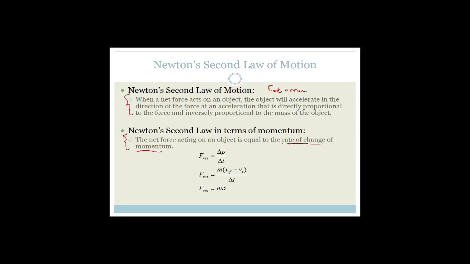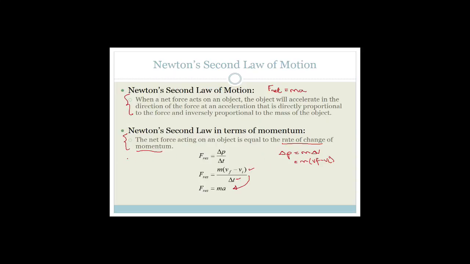Whenever you see a rate of change, all that we're doing is taking that thing and dividing it by time. When you see rate, we're dividing by time. So we're going F res is equal to delta P over delta T, but we know that delta P is equal to m delta v, which can be rewritten as m (Vf minus Vi), right? So that's where that comes from, over delta T. Now, it's quite a jump to get there, so I'm going to explain how you'd get it.